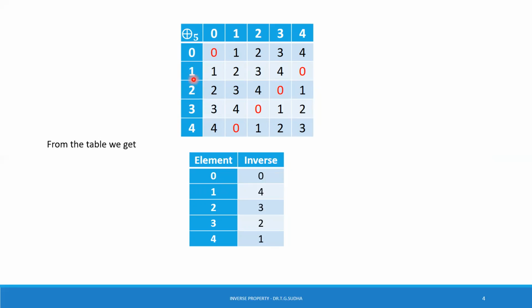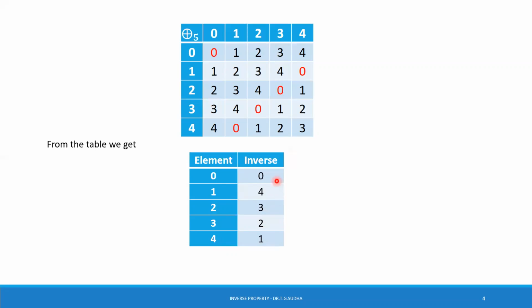When we come to the entry 1, looking for the identity, it is in the last column, that is, the column headed by 4. Therefore, the inverse of 1 is 4. Likewise, for the element 2, its inverse is 3. So it is element 2 and the inverse 3. Likewise, 3 has 2 as its inverse and 4 has 1 as its inverse.